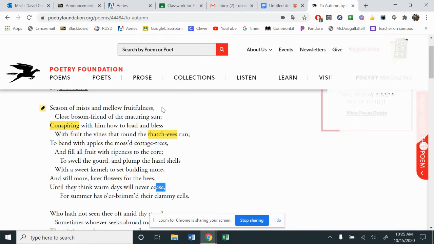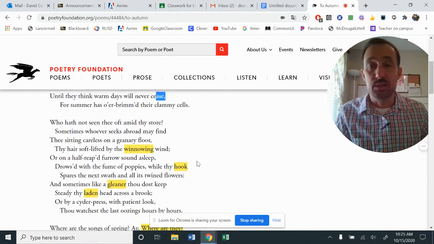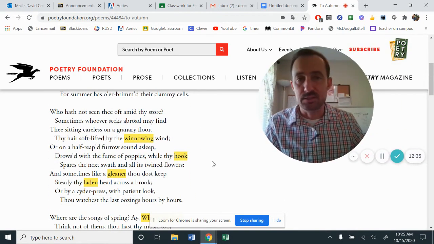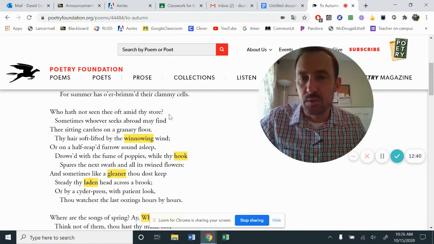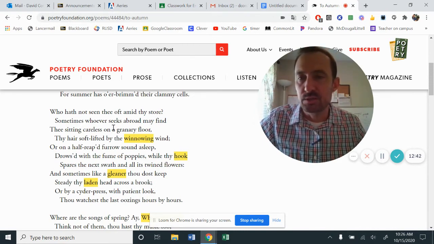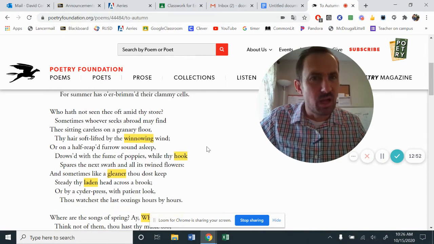If I'm looking at my poem right here, let's go down to the second stanza. We haven't looked at the second stanza yet. It says, "Who hath not seen thee oft amid thy store? Sometimes whoever seeks abroad may find thee sitting careless on the grainy floor, thy hair soft-lifted by the winnowing wind, or on a half-reaped furrow sound asleep." Okay, a lot of this is talking about sleeping and being in the barn.